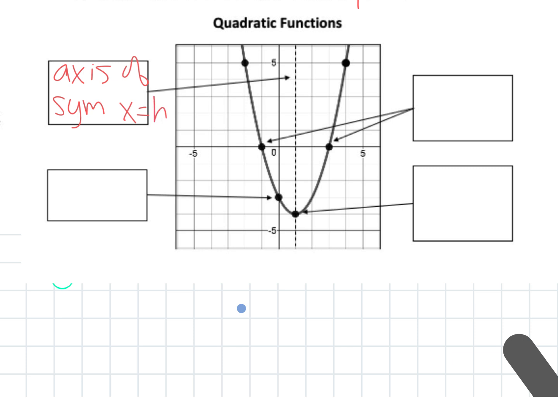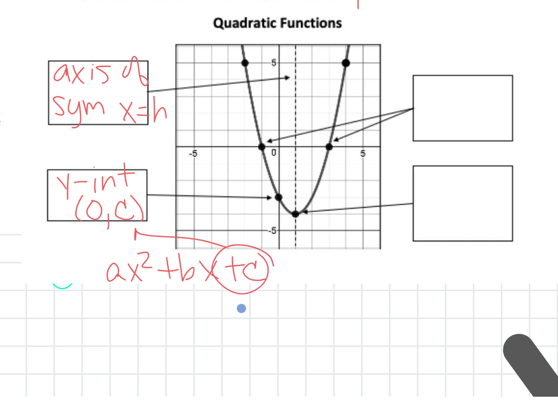Okay, let's go down. What is this next one on the left? What is this pointing at? That is your y-intercept. Remember, when you write your y-intercept, it needs to be 0 and whatever that number is. I'm going to actually put c here because when we do ax squared plus bx plus c, this c is always your y-intercept.